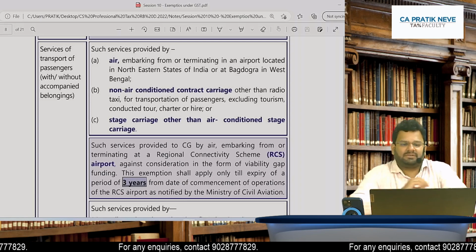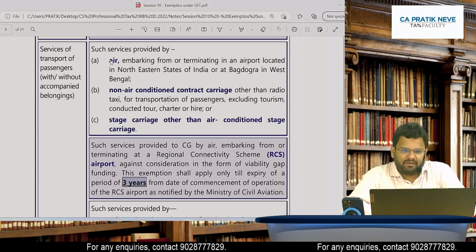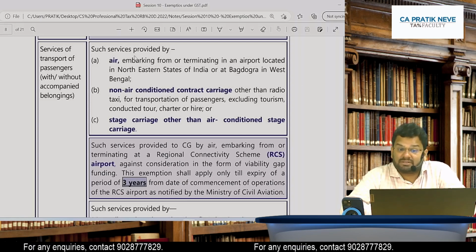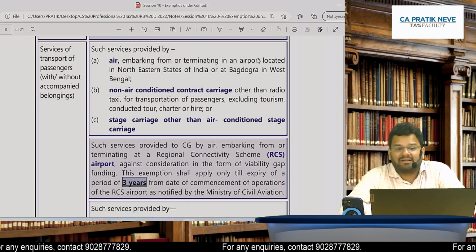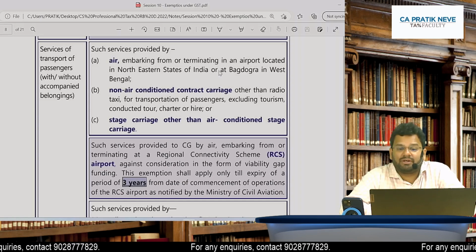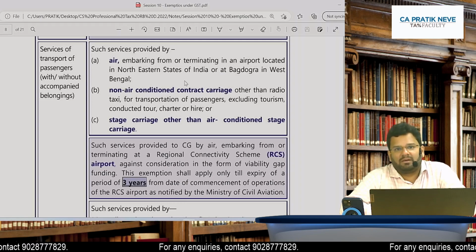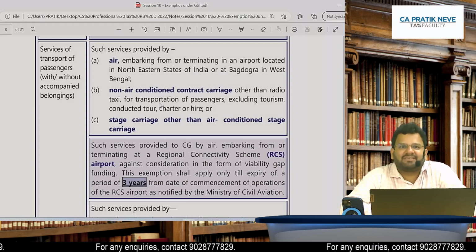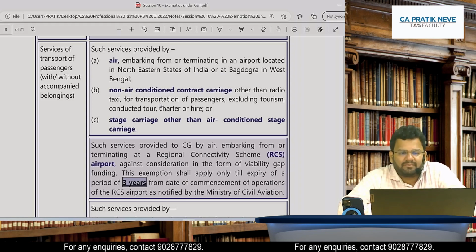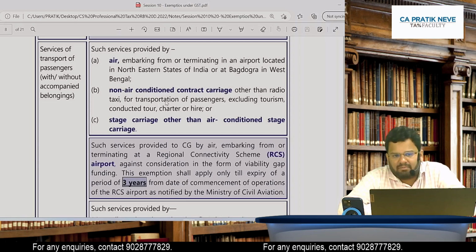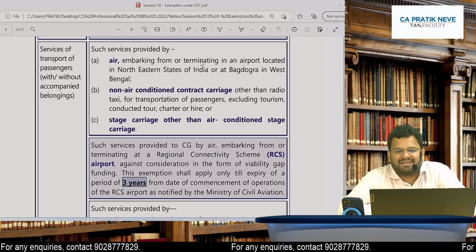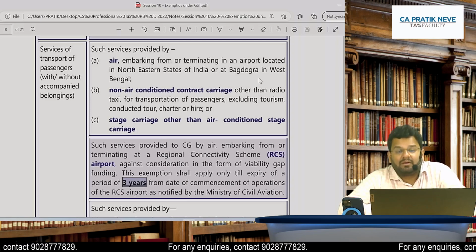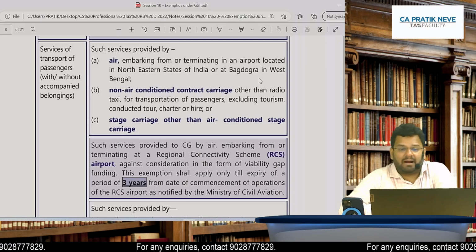Such services provided by air. So basically flight companies providing service which start from or end at an airport located in northeastern states of India or at Bagdogra in West Bengal. Okay, so specifically this air transport is exempt, not any other. Starting at, embarking, or ending at, terminating, an airport located in northeastern states of India, including Bagdogra in West Bengal.